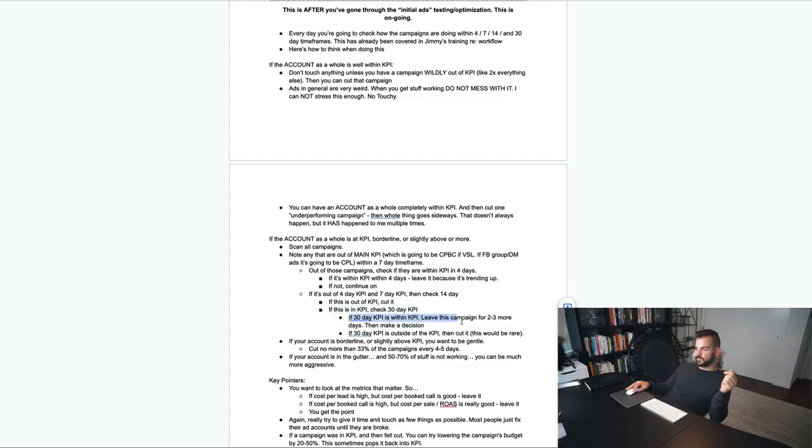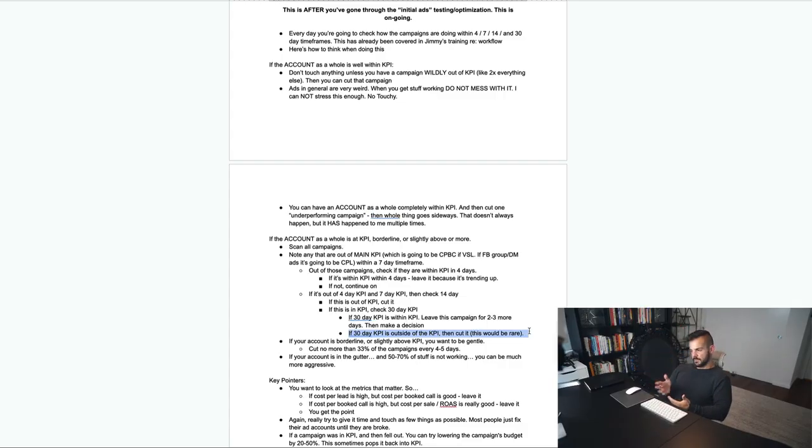If the 30-day window is well within KPI and the 14-day window is well within KPI, then leave it for 2 or 3 more days. After those 2 or 3 days, what's going to happen is if the trend continues, 14 days is going to fall out of KPI as well, and then you cut, okay? And if the 30-day window is outside KPI, which would be rare, this would mean that it was bad, then it had a good 7-day stretch in the 14-day, and then the last 7 days has been bad. So that's rare, but in that case you would cut.